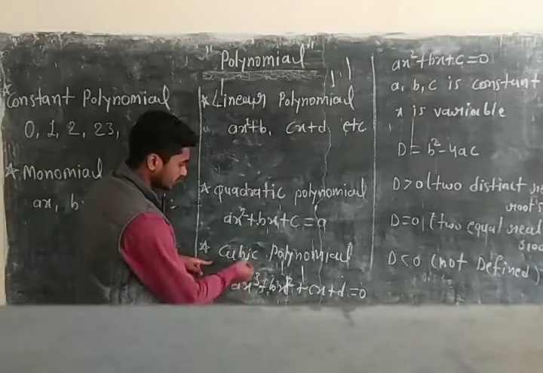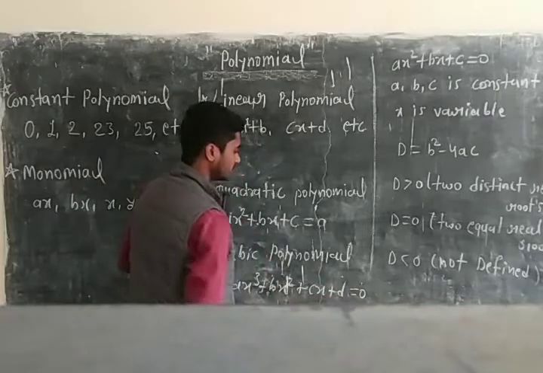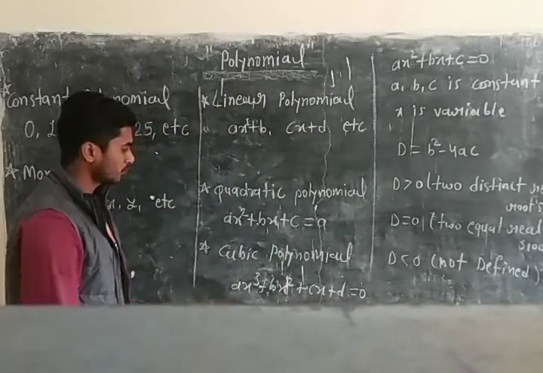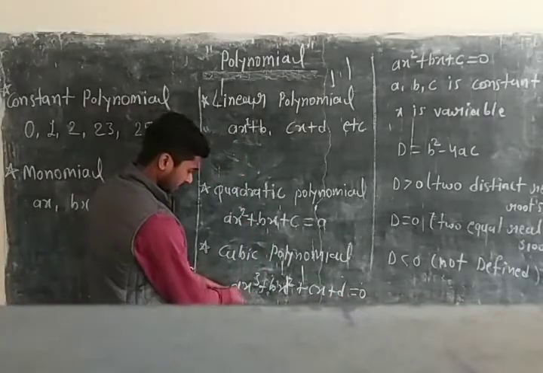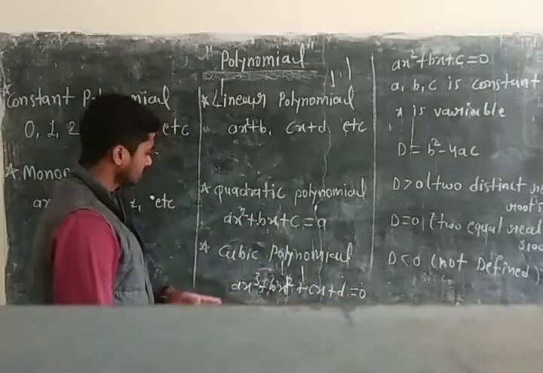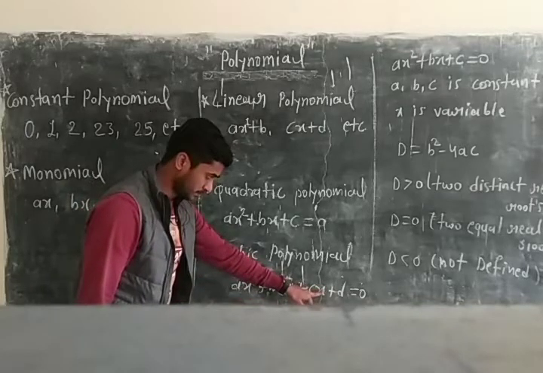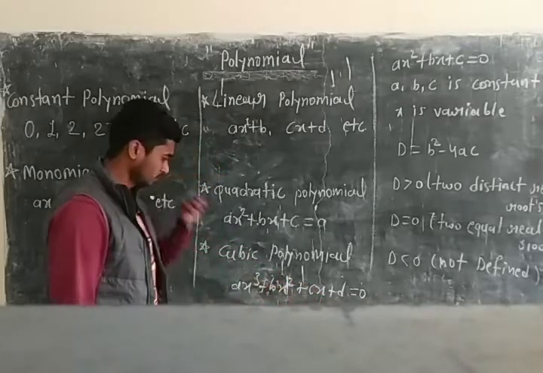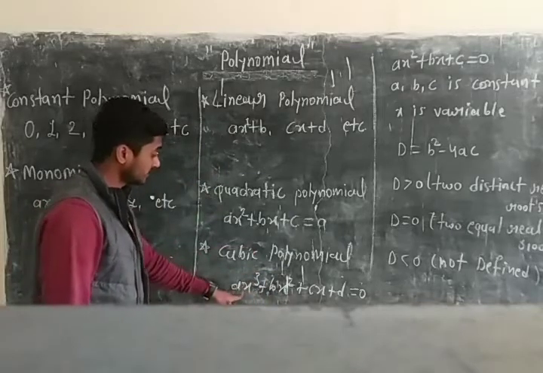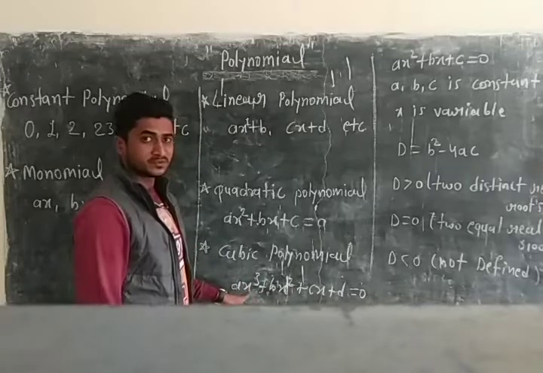Here is one more example, the cubic polynomial: ax cube plus bx square plus cx plus d equal to 0. This is an example of a cubic polynomial. Here you can see a, b, c, d are constants. Its value cannot change. And for the variable's highest power, here the power of x is 1, here it is 2, here it is 3. So the highest power of the variable is 3. That's why it is known as a cubic polynomial.